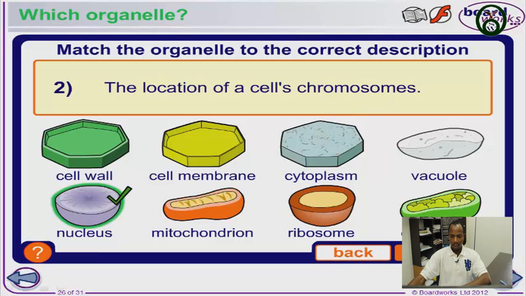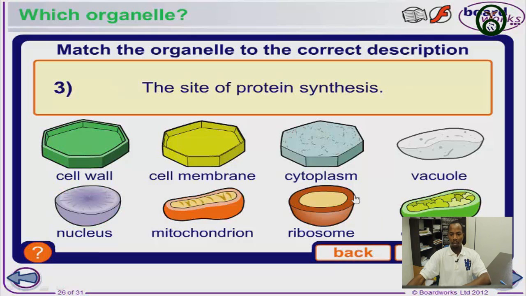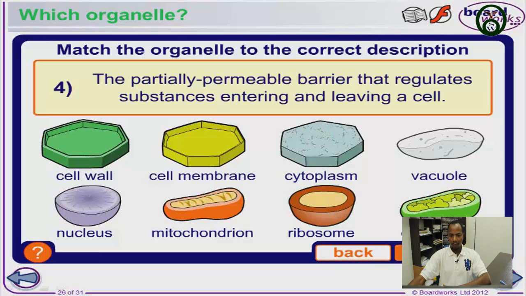Okay. Now we go to the next question. The site for protein synthesis. Which of them synthesizes the protein? The ribosome, right? Good, great. So the ribosome synthesizes the protein. Then we go to the next one. Partially permeable membrane. Which one is it? The cell membrane, right? Cell membrane. Good, great.